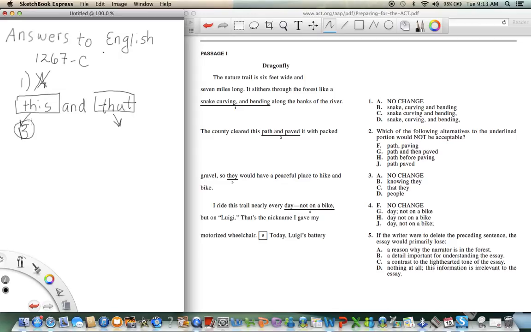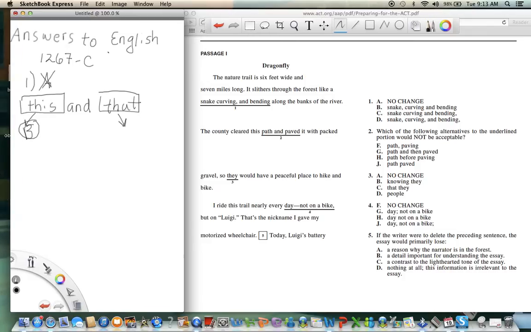That looks really good. C, we don't need a comma after bending there. It slithers through the forest like a snake curving and bending along the banks of the river. The curving and bending along the banks of the river is all one phrase, so that breaks up the second part of the phrase. And essentially with choice D, we've got that extra comma again between the 2 activities, so it's not going to be choice D. Choice B is your best choice.